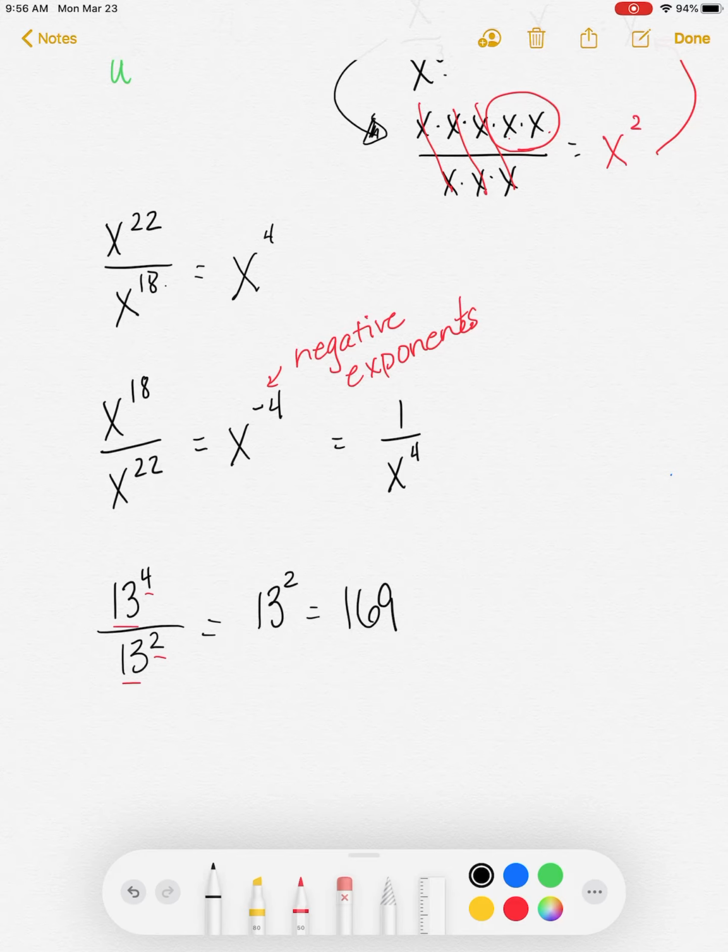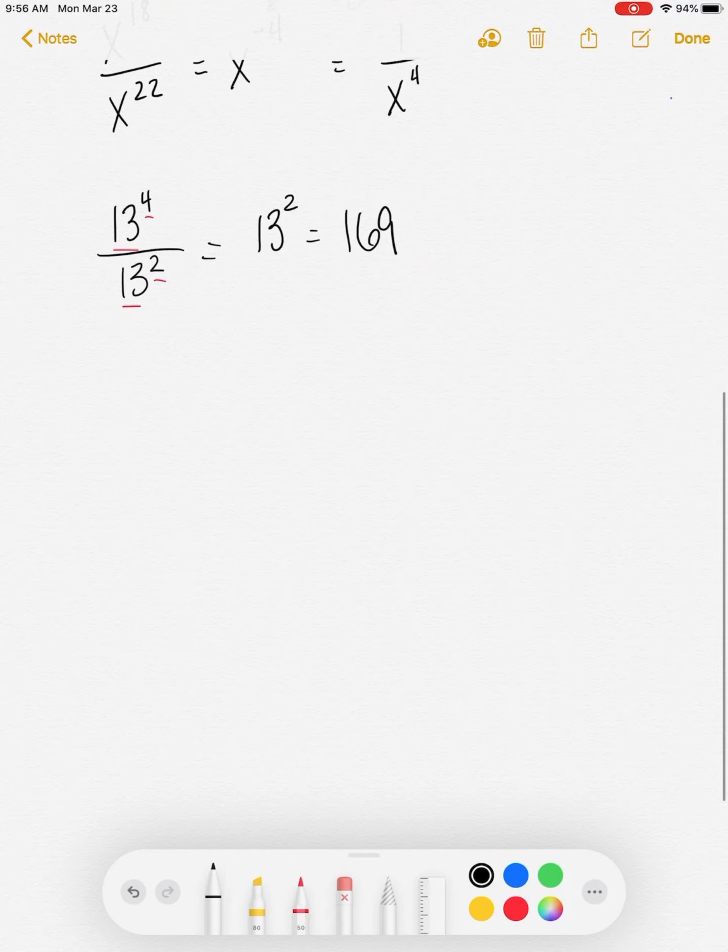All right. So it's possible to end up with a 0 exponent. Totally legit. What if we had 13 to the 4th divided by 13 to the 4th?